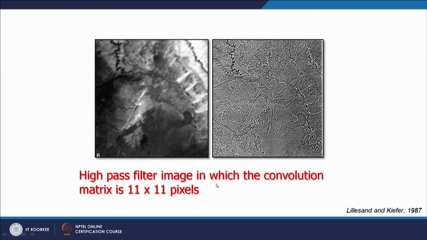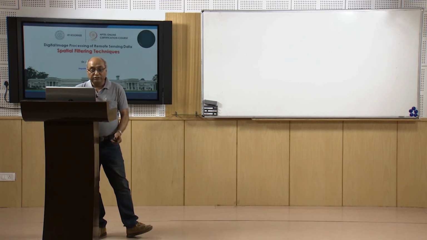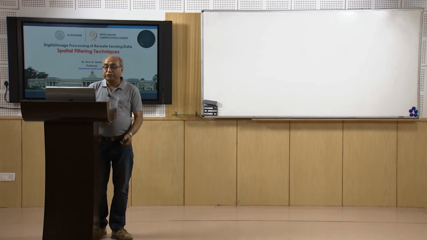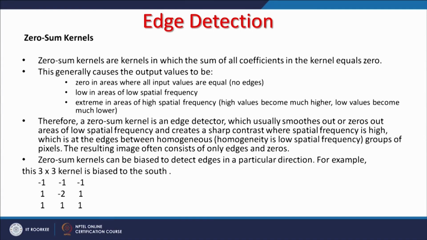And this is a high pass filter where the convolution matrix, the filter size, is very large, and therefore all regional variations have almost disappeared, and you are seeing just the edges of different features, and all these things have been highlighted very clearly here. Edge detection uses zero sum kernels, in which the sum of all coefficients in the kernel equals 0. This generally causes the output values to be 0 in areas where all input values are equal, no edges, low in areas of low frequency, and extreme in areas of high spatial frequency.